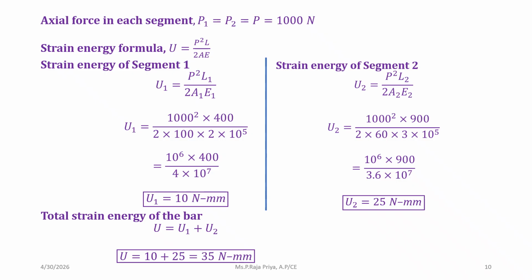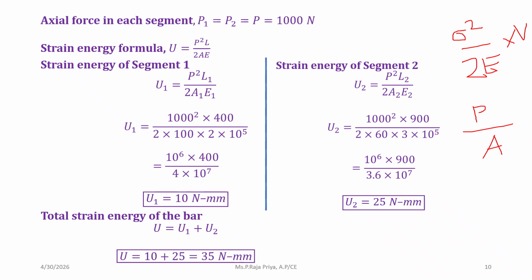What is the formula for strain energy? The formula for strain energy is sigma square by 2E into V. But we do not know the value of sigma. Instead of sigma, you can substitute P by A. Here it is sigma square, so it will be P square by A square. When you substitute in this formula, instead of sigma, it will be P square by A square. Already you have 2E here.